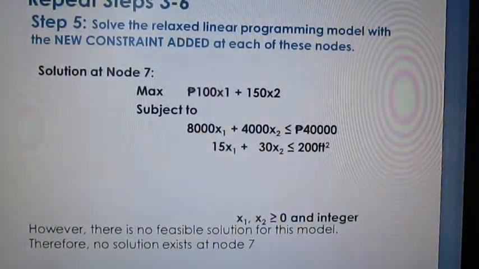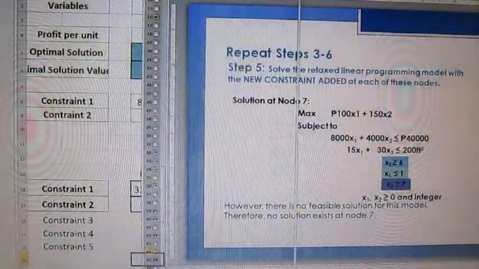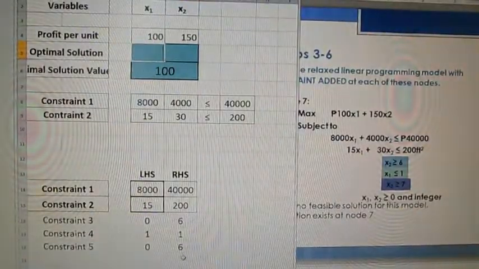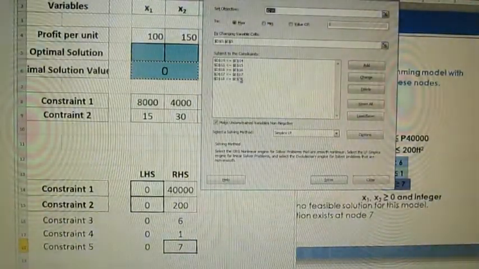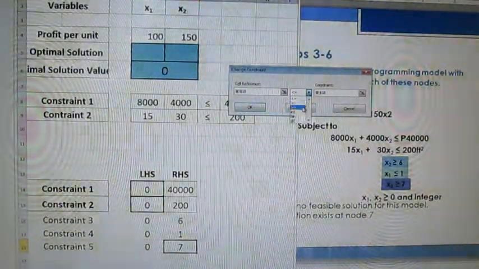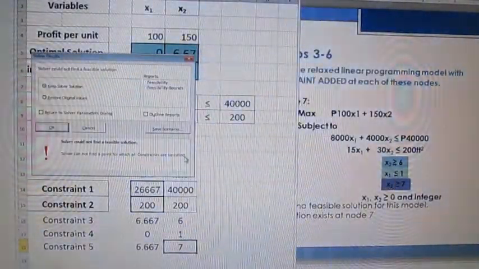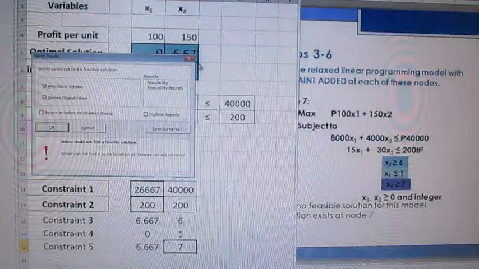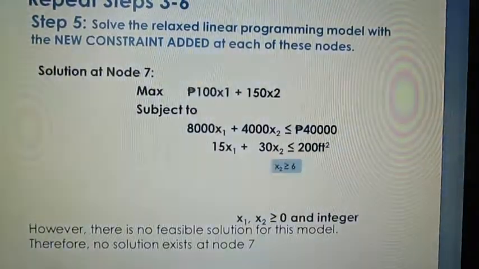Tapos, yung node 7 naman. Yung node 7, papalitan lang natin yung constraint number 5. Yung right-hand side niya ay 7. Tapos, papalitan natin yung constraint dito sa solver. It must be, x sub 2 must be greater than or equal to 7. Okay, then we'll solve. Sabi ng solver cannot find a point for which all constraints are satisfied. Meaning, walang solution dito sa node 7. Kaya, infeasible siya.